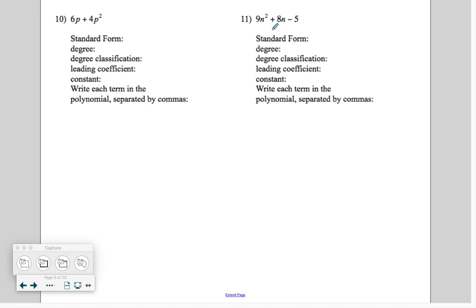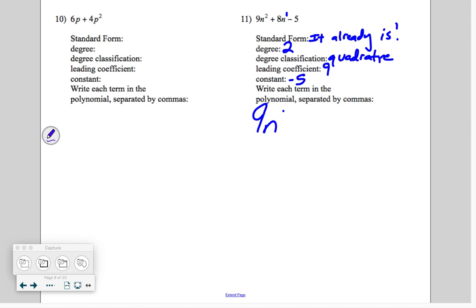Number 11, standard form. It already is. The exponents are in descending order: 2, 1, 0. So the highest degree is 2, which makes it a quadratic. The leading coefficient is 9, and the constant is a -5. And we have 3 terms, a 9n squared, a positive 8n, and a -5.